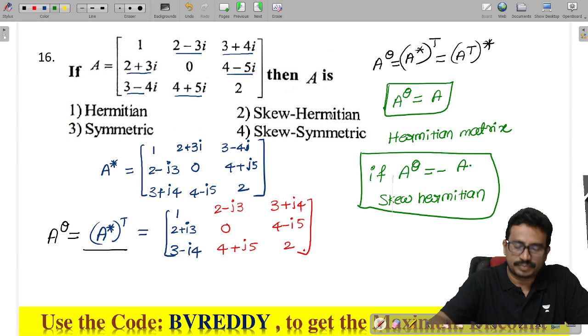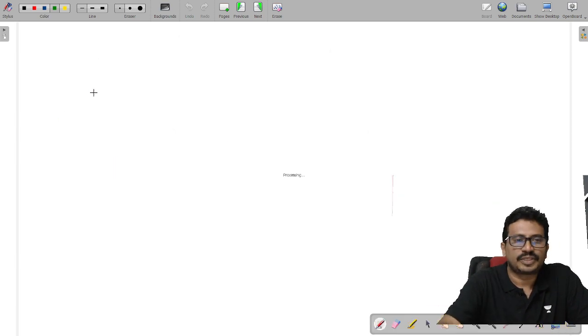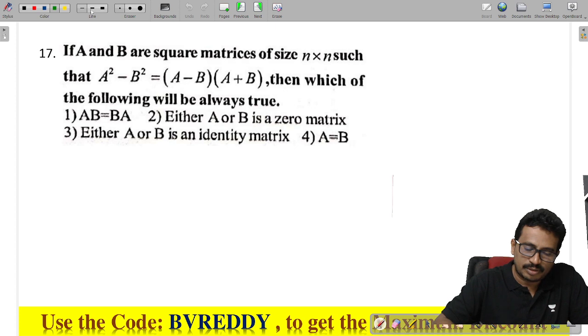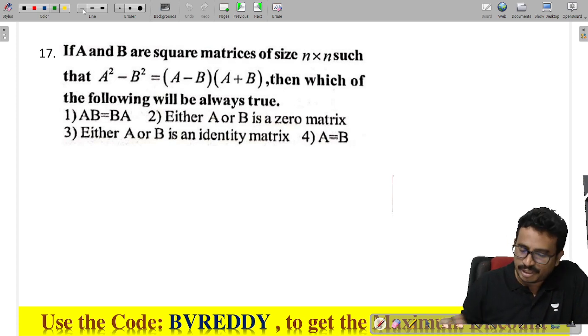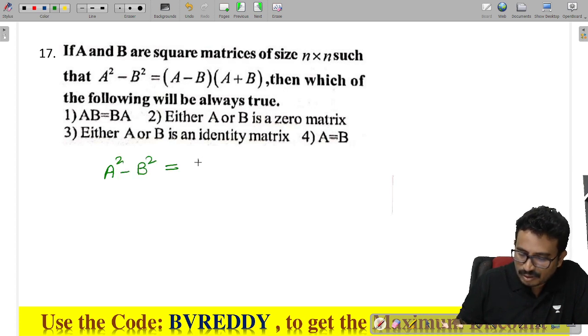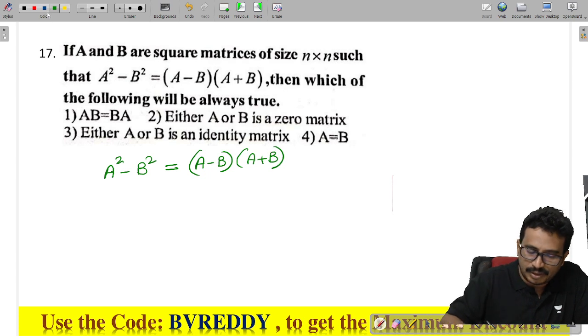Next problem. So the option 1. Now see this problem here. If A and B are square matrices of size n cross n, A square minus B square equals A minus B into A plus B, then when does it happen? You tell me. A square minus B square, which is given as A minus B into A plus B, right?